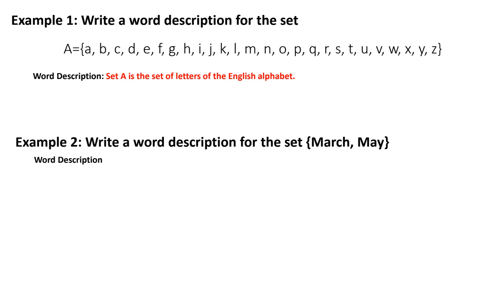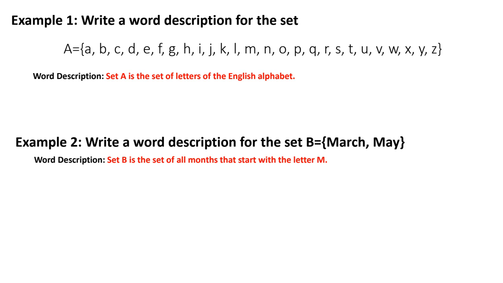Now, in example 2, it says write a word description for the set, and then we have the curly braces, and then March and May. Well, a word description for this set would be: this is the set of names of the months that start with the letter M. These are the months that start with the letter M, and that makes sense, right? Because those months would be March and May.